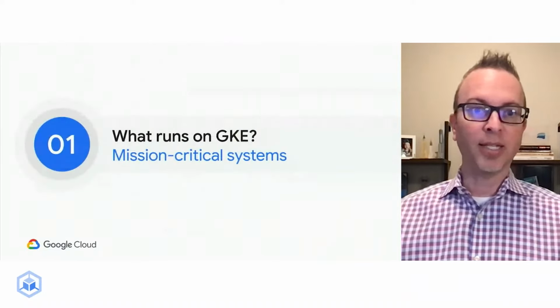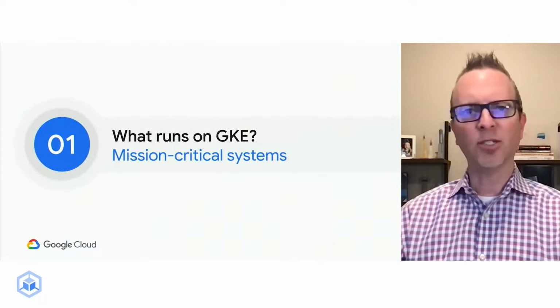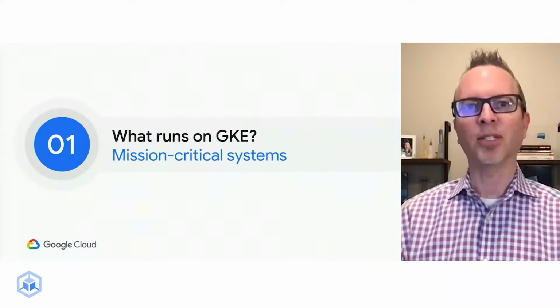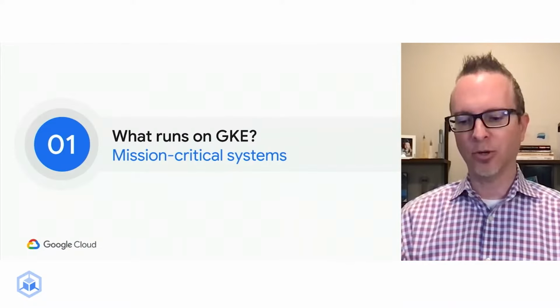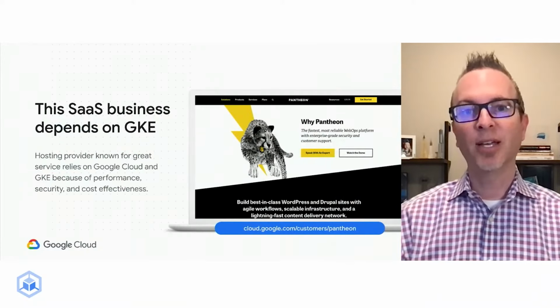The first one I want to look at is mission critical systems, right? This isn't just for toy apps. You're running all kinds of things on GKE that if it goes down, your business goes down. If we look at a company like Pantheon, pretty interesting stuff.